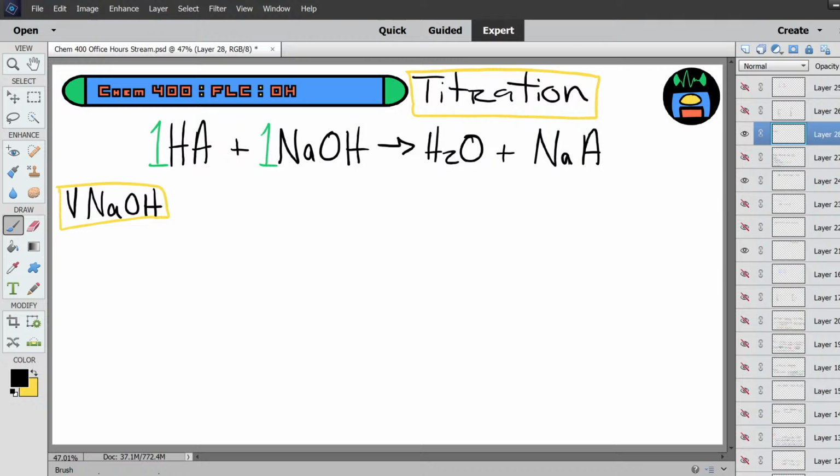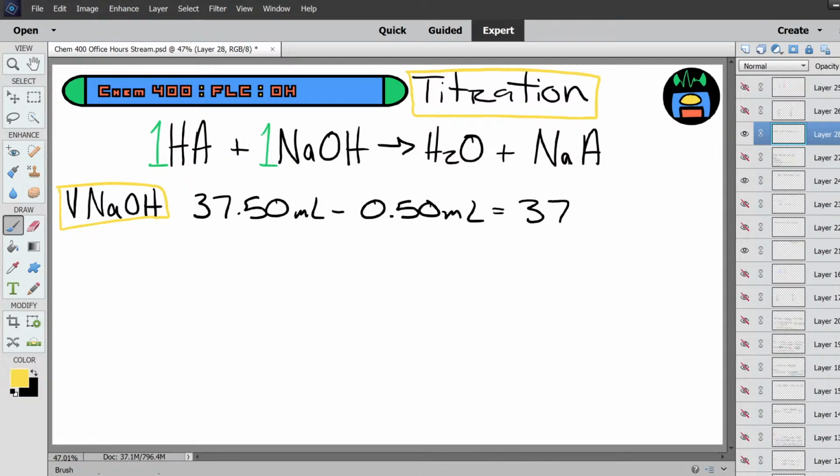And we can find this by subtracting our final burette reading of 37.5 milliliters minus our initial burette reading of 0.50 milliliters. When you punch this into your calculator, it tells you that the answer is 37. It's the correct value, but we have to have the same precision as our least precise number because we're doing subtraction. Both of these numbers are precise to the second decimal place, so we need an answer that has its last significant digit in that second decimal place. So we add a 0.00 onto the end of our 37.